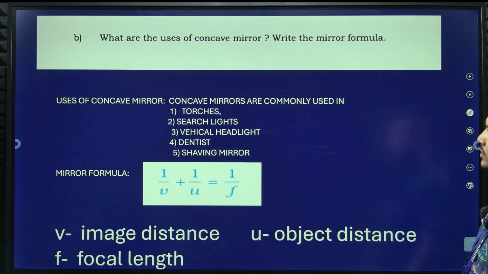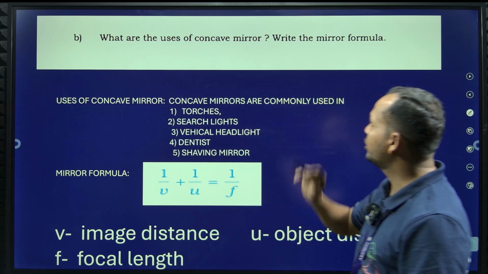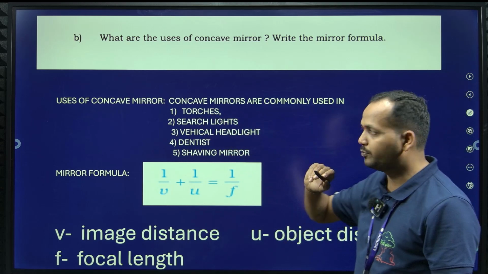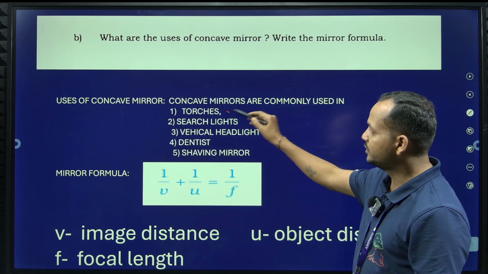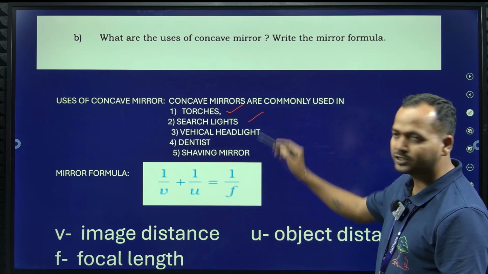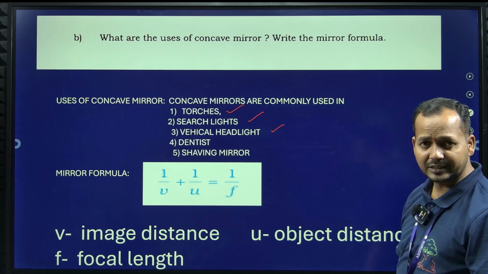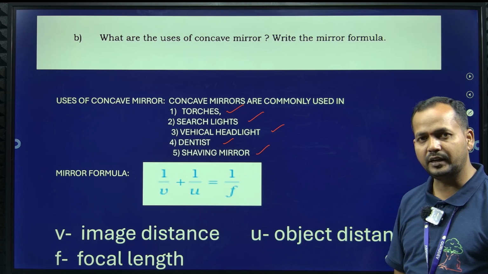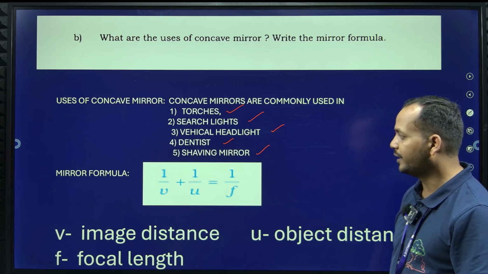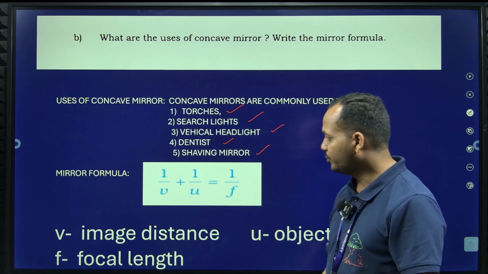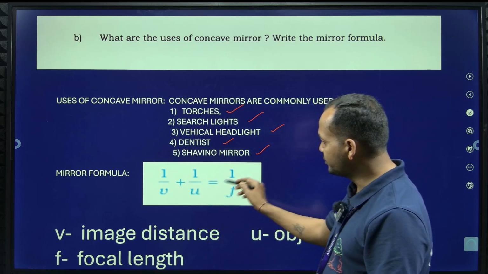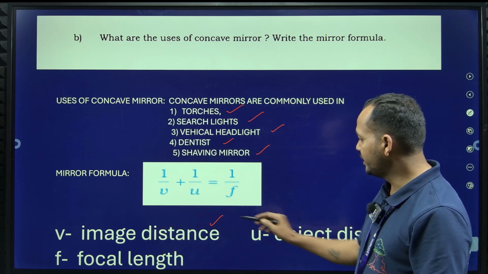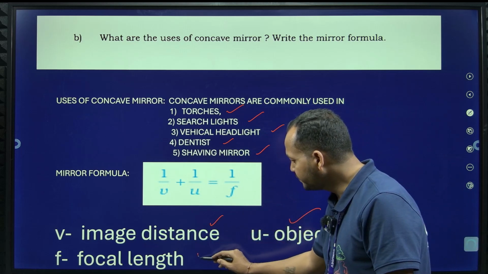And next question: what are the uses of concave mirror? Write the mirror formula. Concave mirrors are usually used in torches, searchlights, vehicle headlights, by dentists to see the teeth, and as shaving mirrors in saloon shops, right? Then we have to write the mirror formula. The mirror formula is 1 by V plus 1 by U is equal to 1 by F, where V is image distance, U is object distance, and F is focal length.